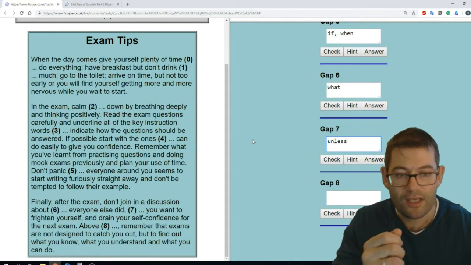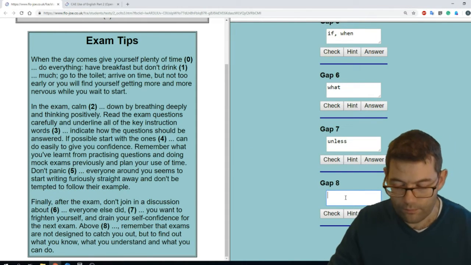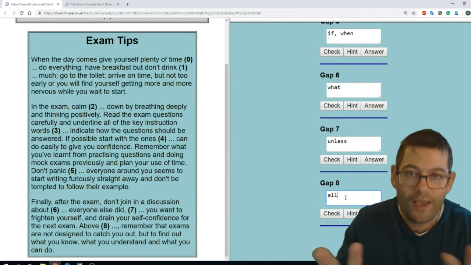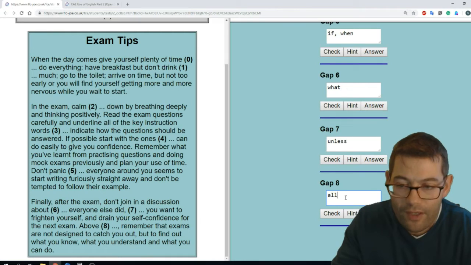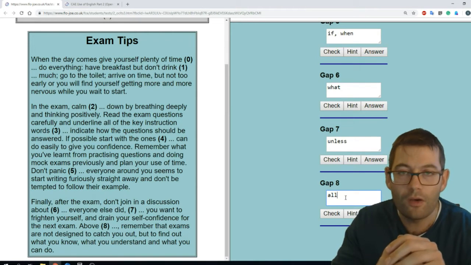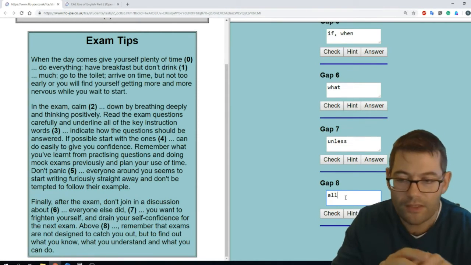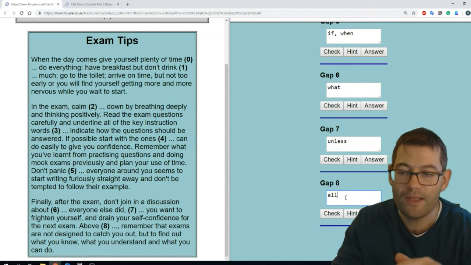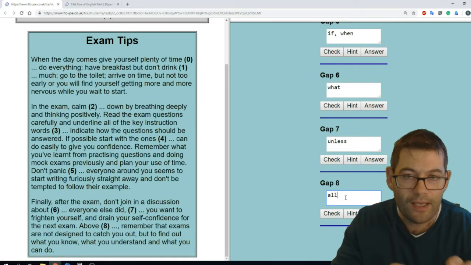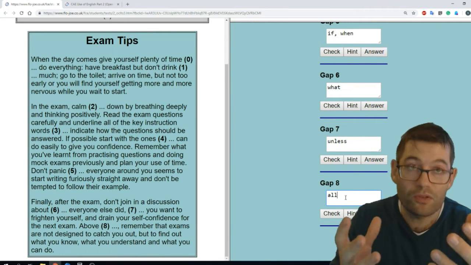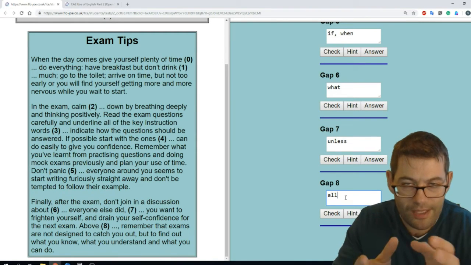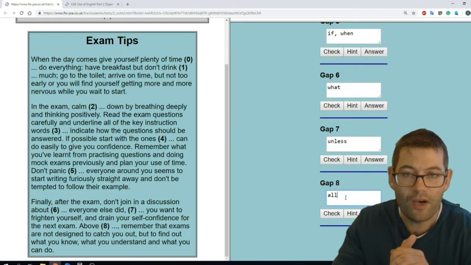And this expression is above all, which means the same as whatever you do, or whatever you think, depending on the context. So whatever you do, remember that, or whatever you think, remember that exams are not designed to catch you out, etc., etc., etc. Or it might be the most important thing. It could also contextually mean the same as above all.